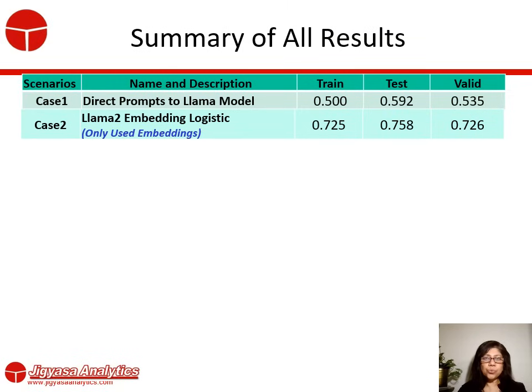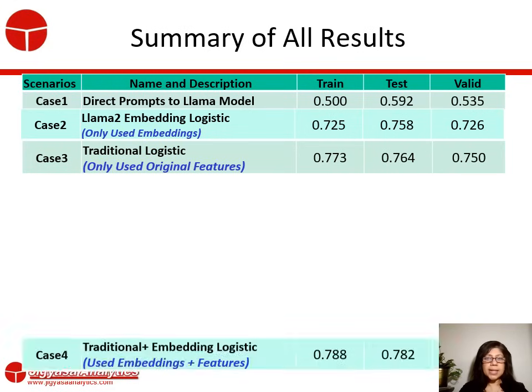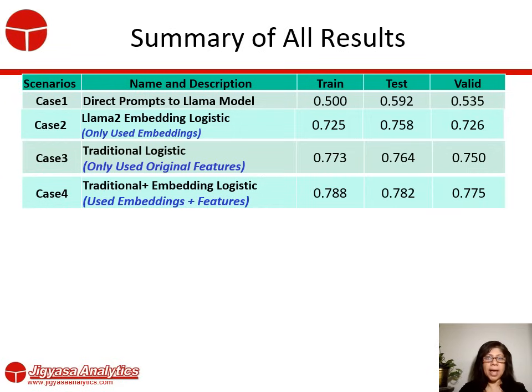Note that in case 2, we did not use any of the original features and only used the top embeddings from the Llama model as independent variables in our logistic regression model. We found that this improved performance and the AUCs with this approach were much better than a random guess. Case 3 is where the traditional logistic regression model was built, but only with the original features and without any embeddings. We then decided to combine both the original features and the embeddings to build another logistic regression model, and this is shown on this slide as case 4.